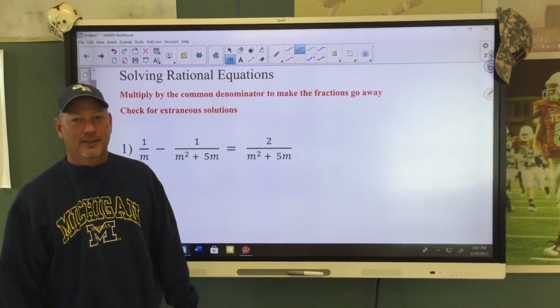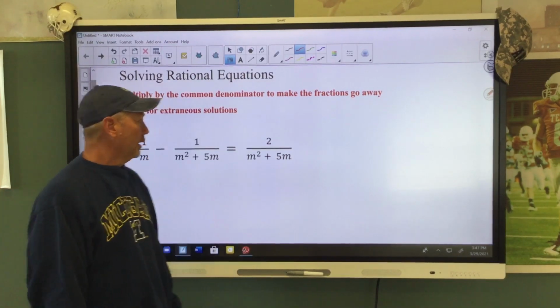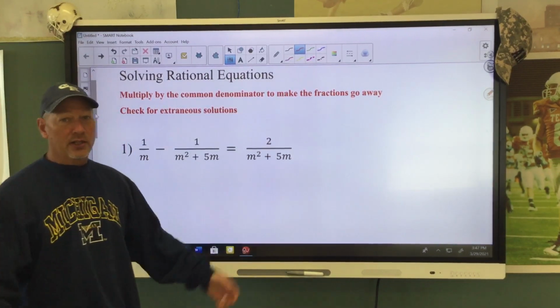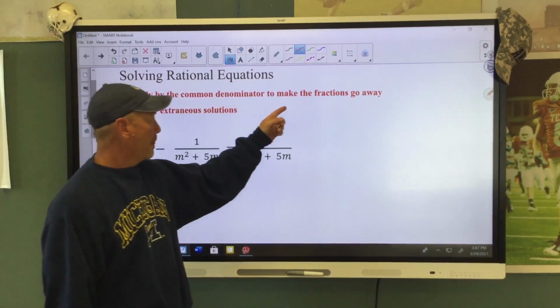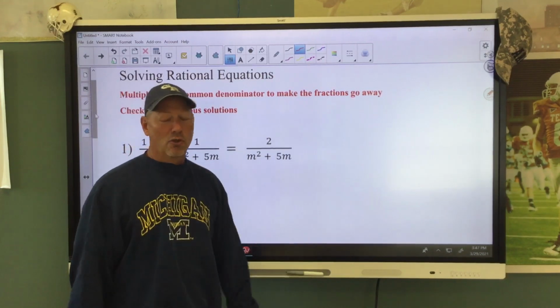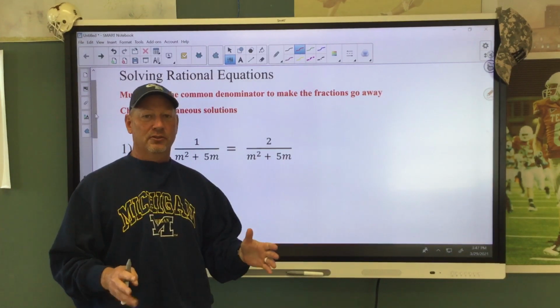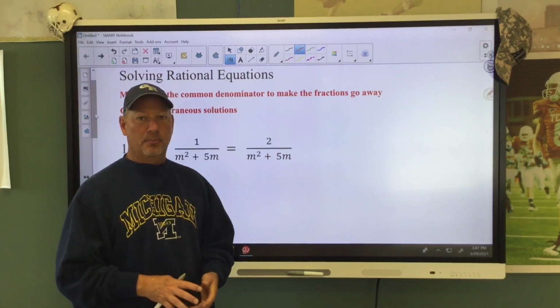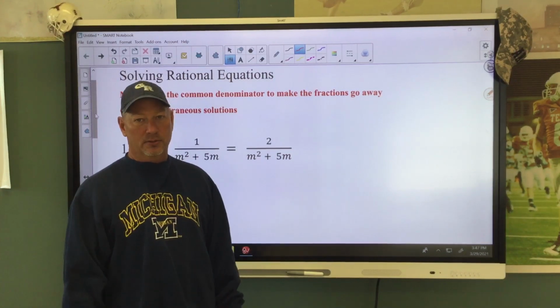Hey, it's Coach Reeves. Today we're going to talk about solving rational equations, okay? The easiest way I know how to do this is to multiply by the common denominator to make the fractions go away. Most people have a phobia of fractions, so we're going to try to make the fractions disappear as soon as possible and then solve the remaining equation, okay?